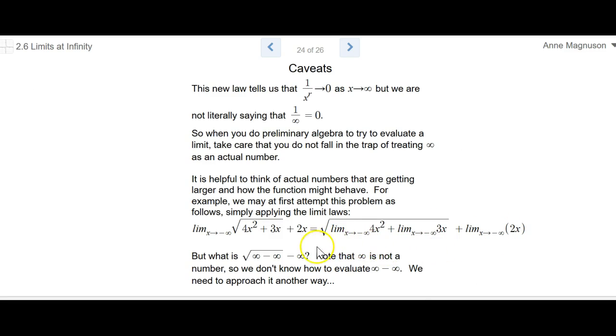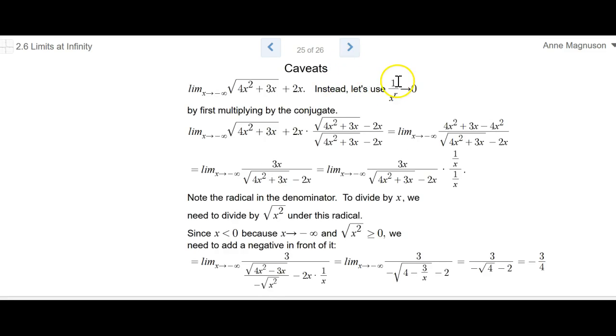And then what? If I plug in infinities for these x's, I get this stuff. And what is that? I don't know. What's infinity minus infinity? It's not a thing. It's not defined. We don't know how to evaluate that. It's called an indeterminate form. So we need to approach this another way. And we're going to approach it again using this new law that we learned.